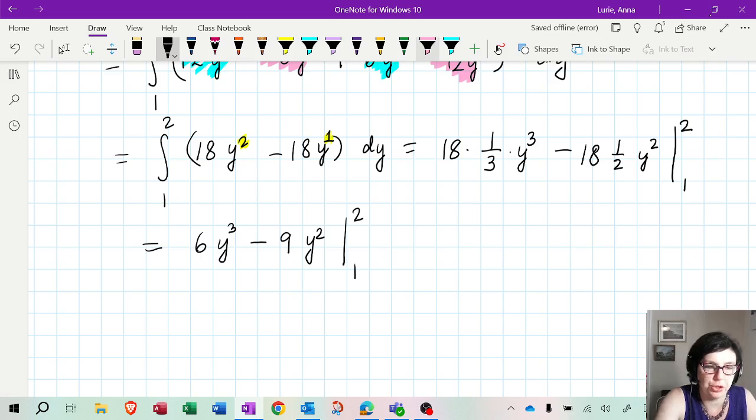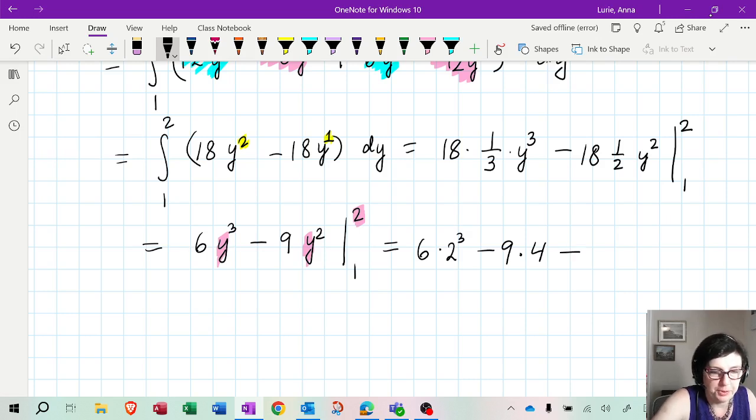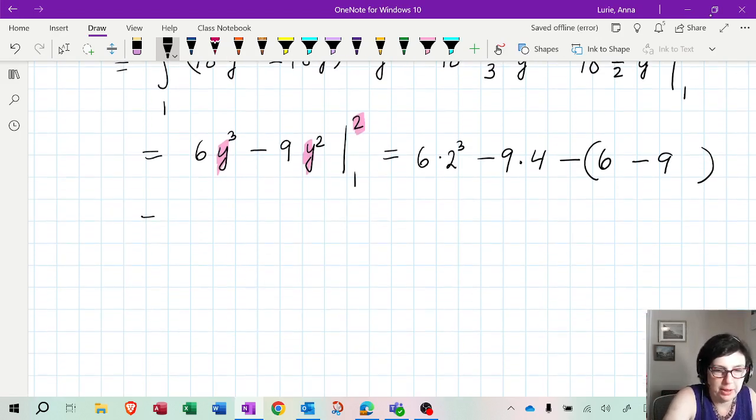So first, remember, we start with the top. And now you don't have to say y equals 1, y equals 2, because you only have one variable left. So now that's going to become 6 times 2 cubed minus 9 times 2 squared. So that's a 4. Subtract. Now substitute 1 for y. So that's just going to be 6. Now here you got to be very careful because you're subtracting the whole thing. So I would put that in parentheses, and that's going to be minus 9, right? And then I would distribute the minus. So don't forget that. So this is 6 times 8, which is 48, minus 36.